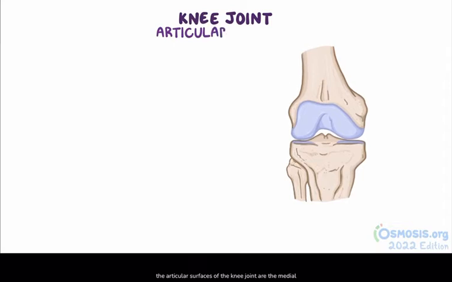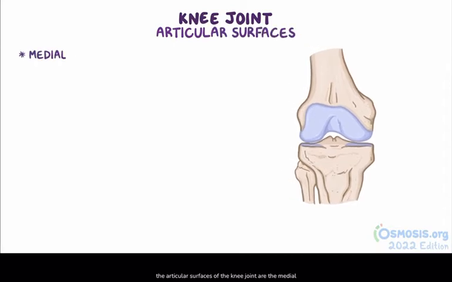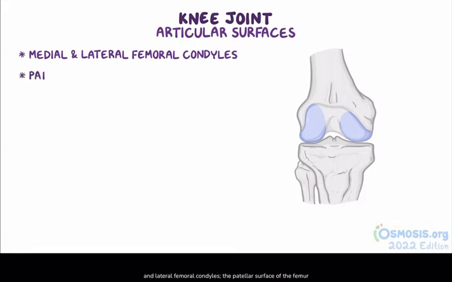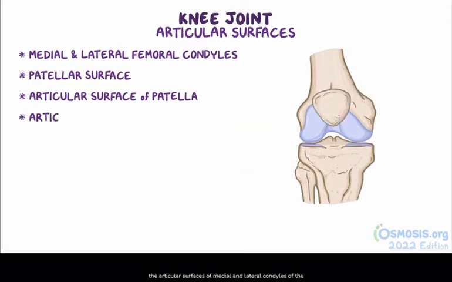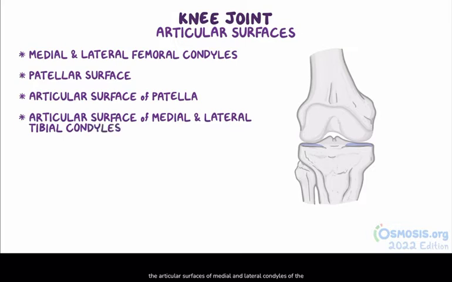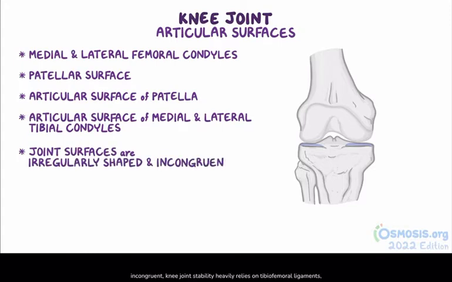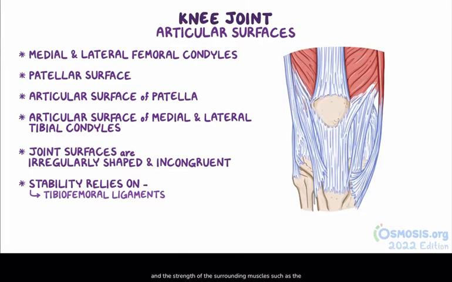Okay, now the articular surfaces of the knee joint are the medial and lateral femoral condyles, the patellar surface of the femur between these two condyles, the articular surface of the patella, which is a plateau with an anteroposterior ridge that fits into the patellar surface known as the trochlear groove, and the articular surfaces of medial and lateral condyles of the tibia, on which the condyles of the femur roll. Because the knee joint articular surfaces are irregularly shaped and incongruent, knee joint stability heavily relies on tibiofemoral ligaments and the strength of the surrounding muscles such as the quadriceps.